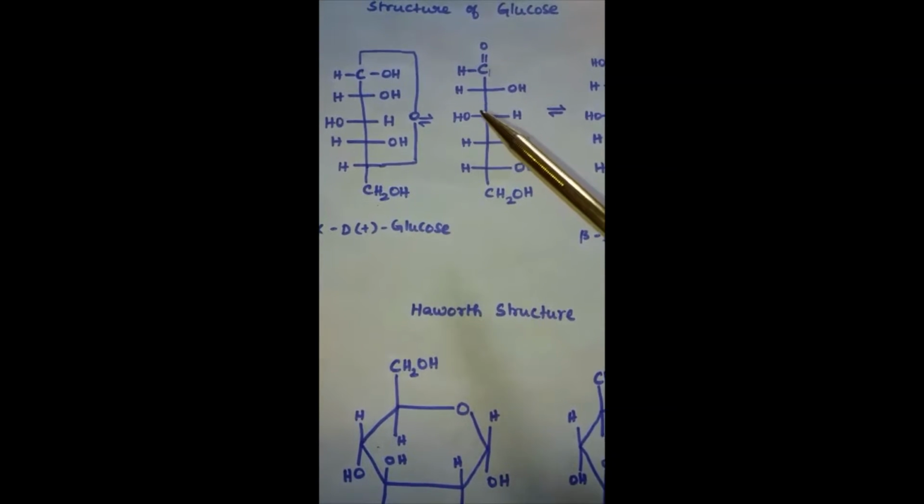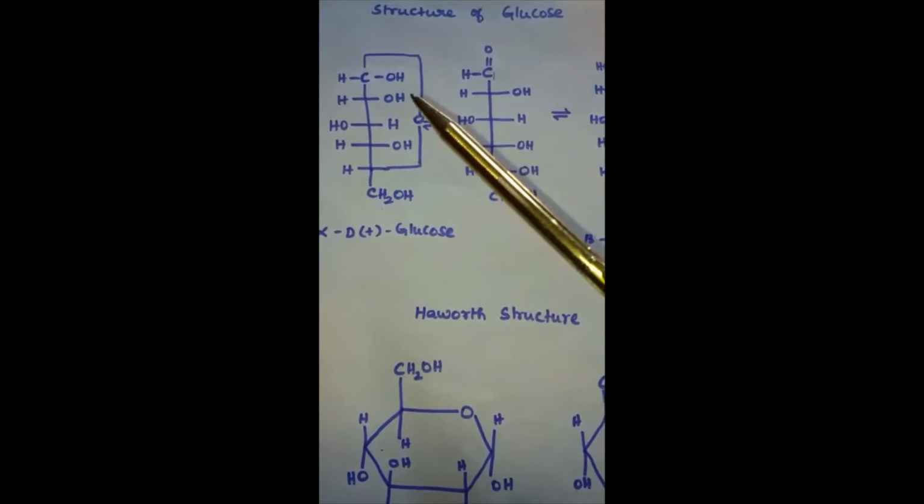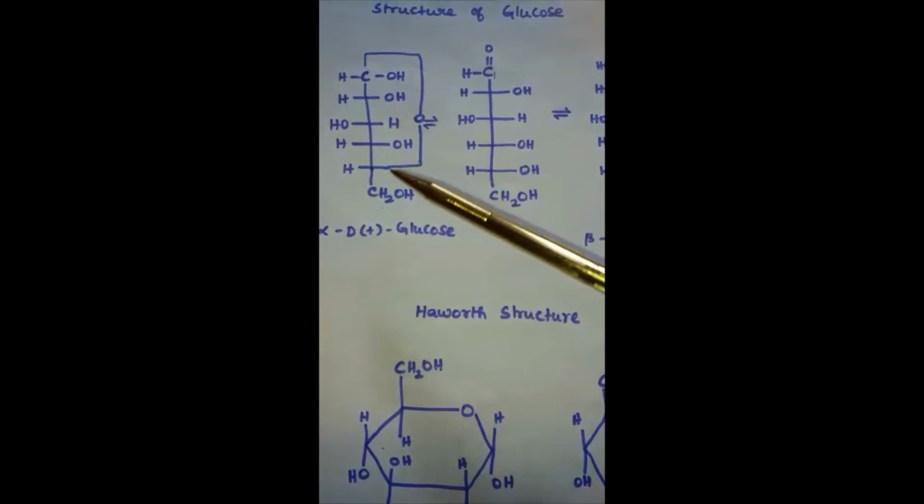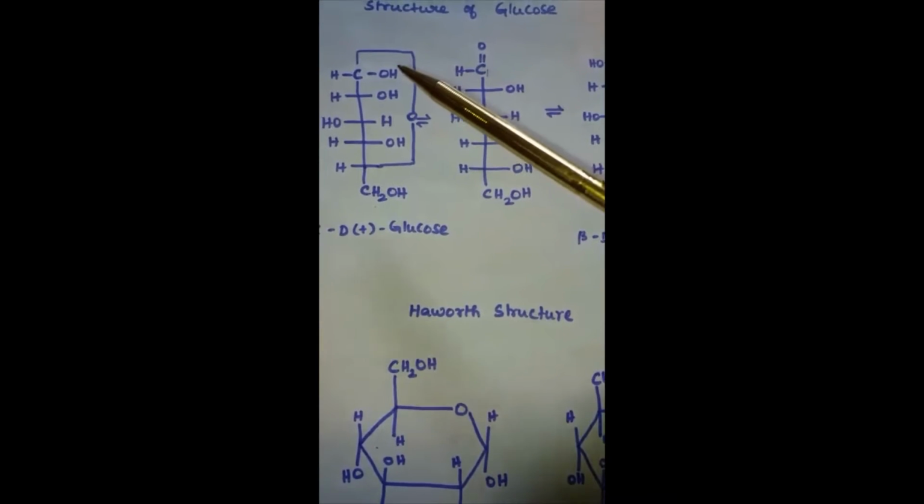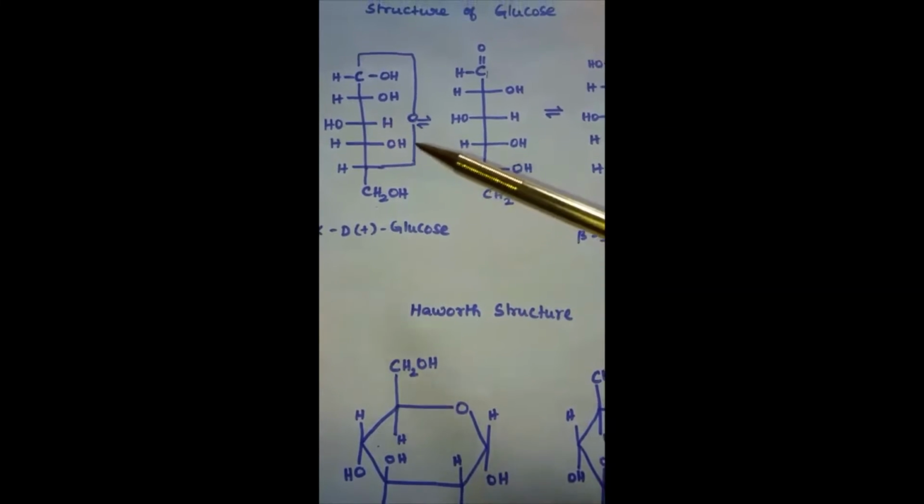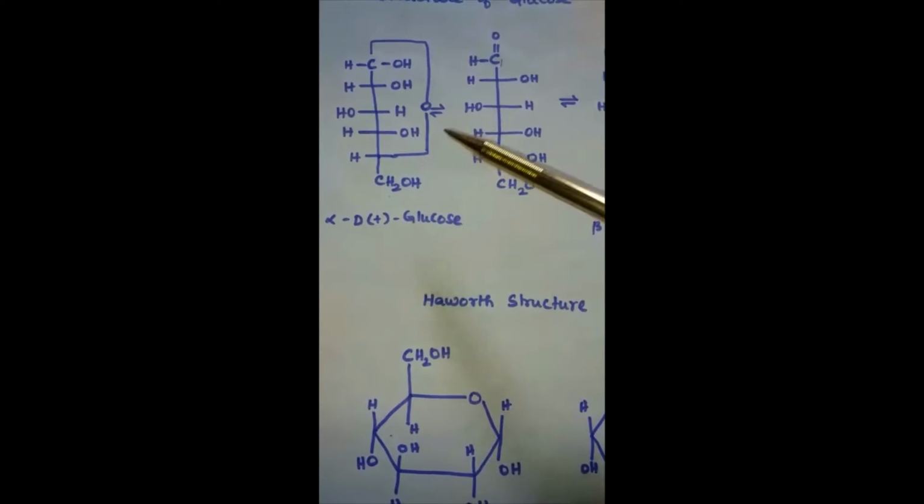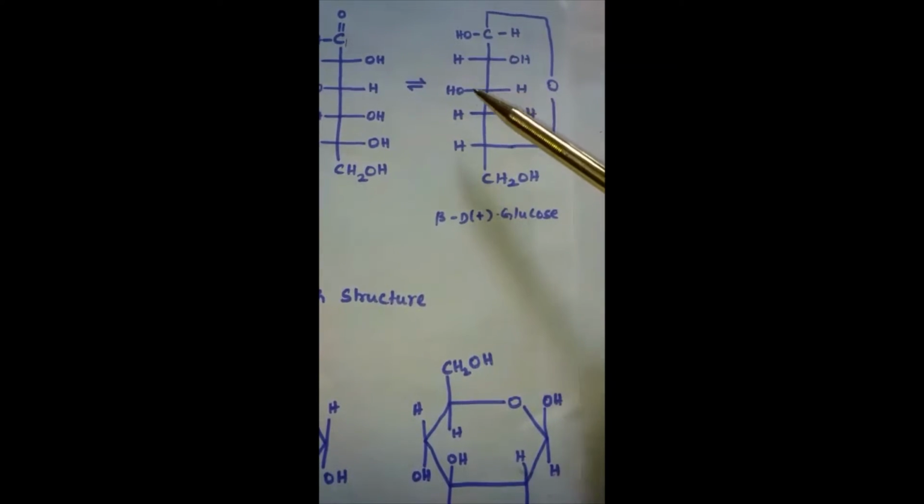What is the difference between the open chain structure and the cyclic structure? The only difference is C1 and C5 carbon atom are linked through an oxygen atom. The O is over here. This is the functional group CHO. So here this is the first carbon atom, this is the second one, third one, fourth one, fifth one. This is alpha glucose, alpha D glucose. And this is beta D glucose.